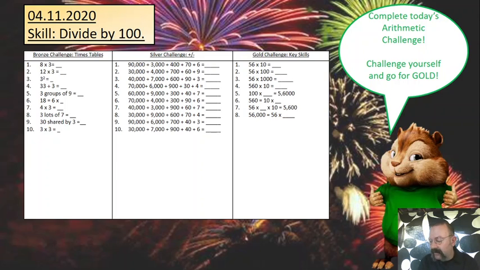93,476. We have 34,769, 47,693, 76,934, 69,347, 74,396, 43,967, 39,674, 96,743, 37,946. And then for the gold challenge, we're multiplying by 10, 100 and 1,000.